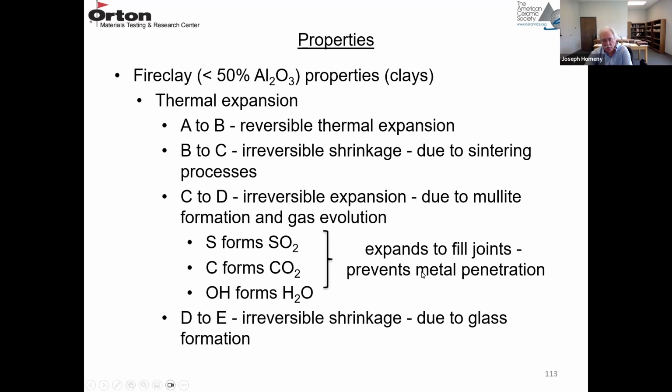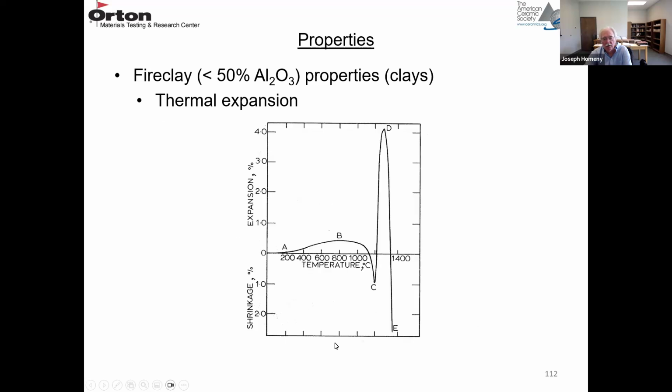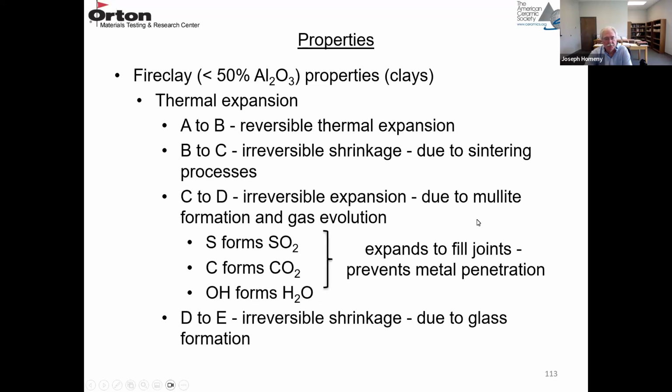Obviously, when you close joints, you prevent slag or metal penetration. And then D to E is more irreversible shrinkage. That's where your glass is forming and your material is starting to deform and shrink. So that's what happens when you heat up a fire clay.